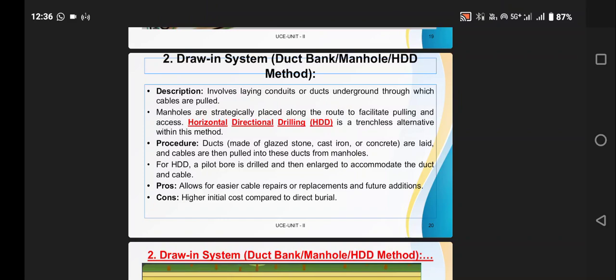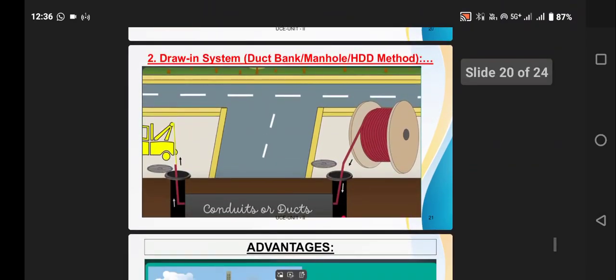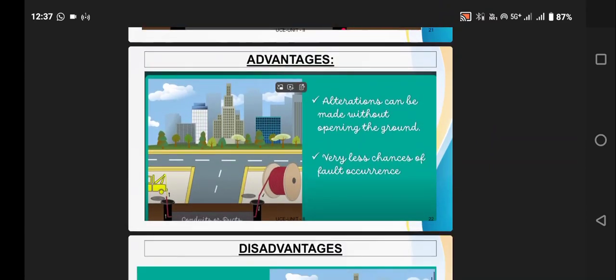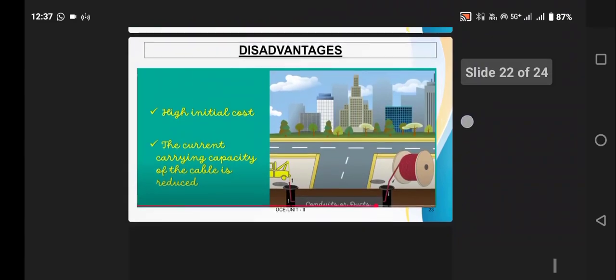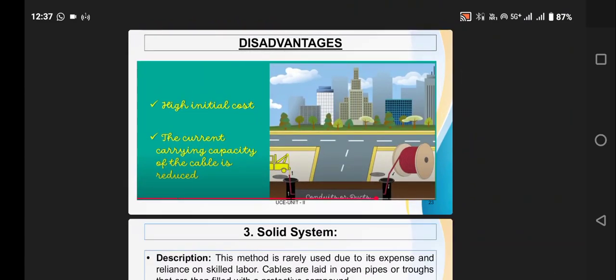The pro of the system is it allows for easier cable repairs or replacement and future additions. The drawback is higher initial cost compared to direct laying. This diagram represents how the drawing system is made. Advantages: alterations can be made without opening the ground, and there are very few chances of fault occurrence. Drawbacks: high initial cost, and the current carrying capacity of the cable is reduced.